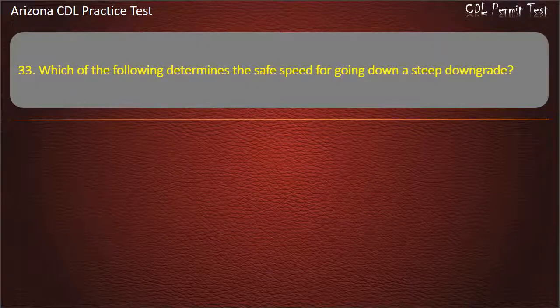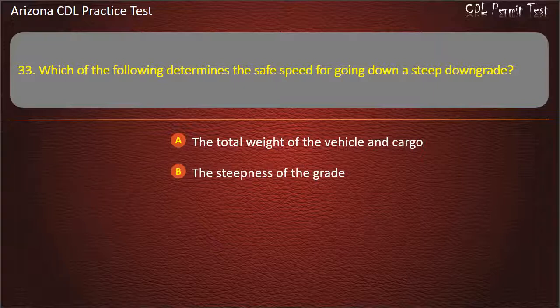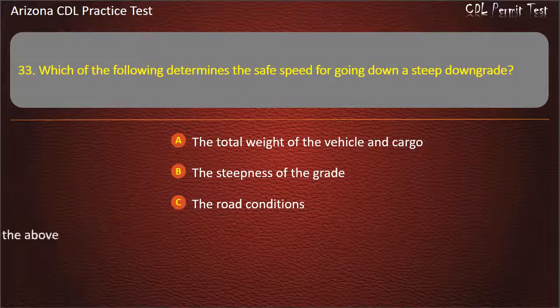Question 33. Which of the following determines the safe speed for going down a steep downgrade? The total weight of the vehicle and cargo. The steepness of the grade. The road conditions. All of the above. Answer. All of the above.